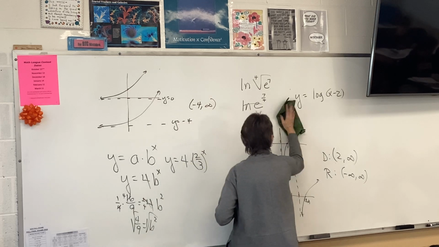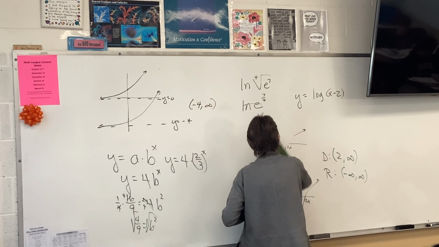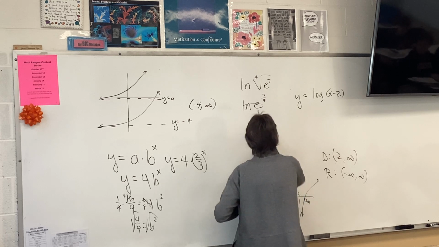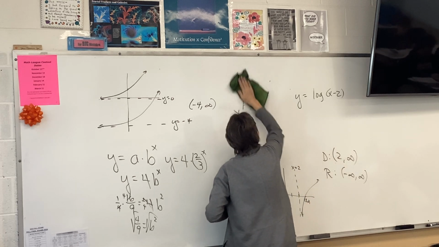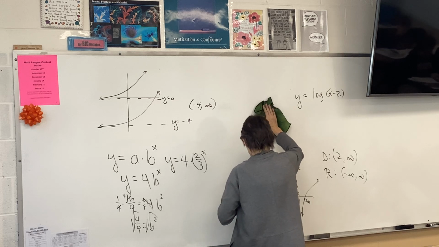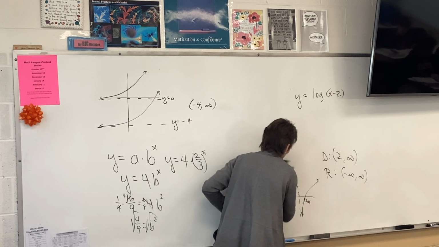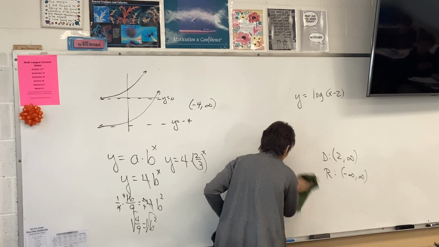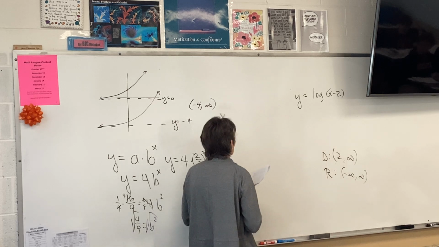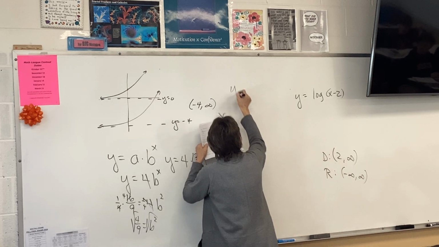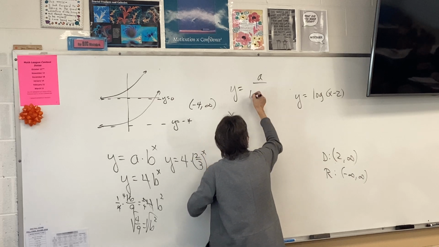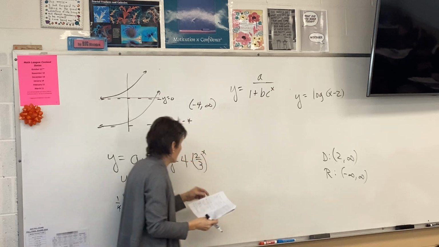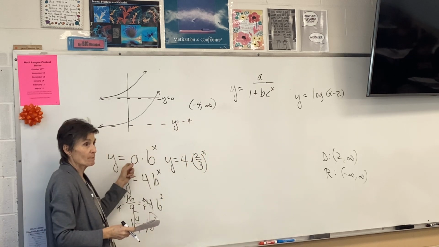All right, let's look at b now. It's the same problem, but a different equation. What does a logistic function look like? y equals a over 1 plus b c to the x. Yep, good job. So y equals a over 1 plus b c to the x. So this is exponential, and this is logistic.